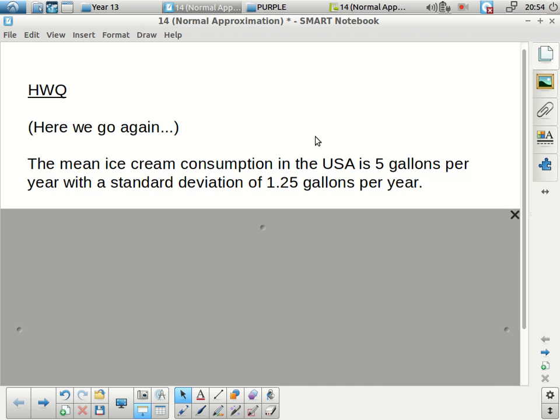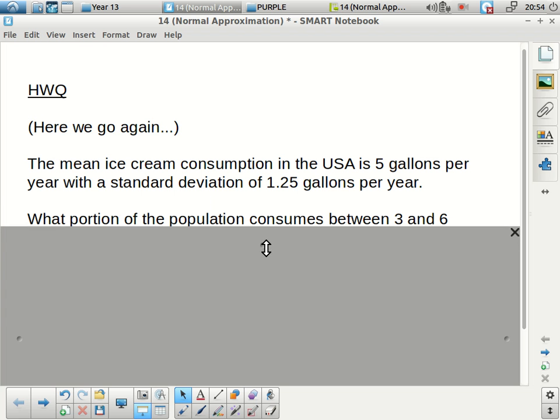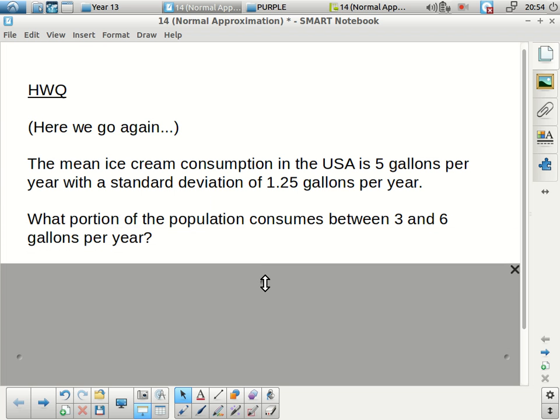The mean ice cream consumption in the USA is 5 gallons per year, with a standard deviation of 1.25 gallons per year. So the question today is, what portion of the population consumes between 3 and 6 gallons per year? Okay, so again, about 3 to 5 minutes to work on that and pass it in. So this would be a good place to pause the video, and then we'll resume when we're ready to go.